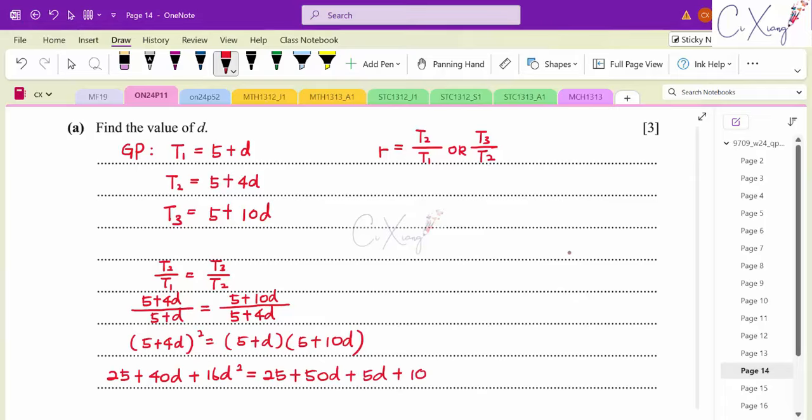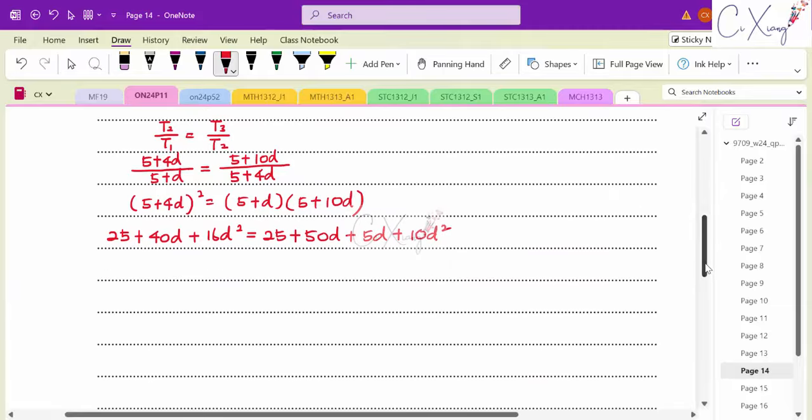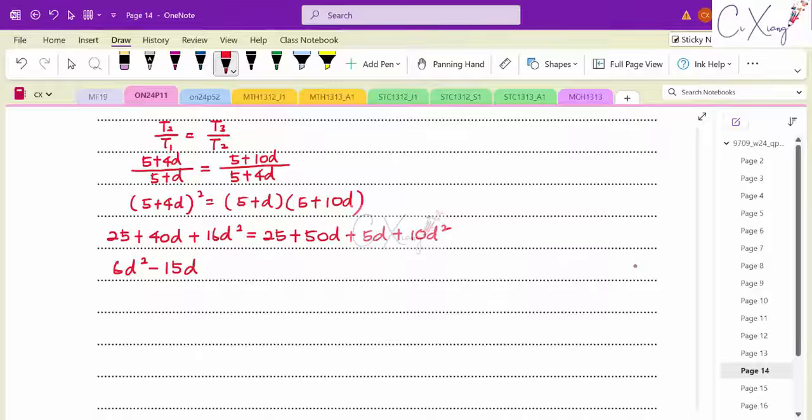Then I'm having 10b squared. Okay, so I'm having the quadratic equation in terms of d. Try to simplify them. By right, I'll be having 6d squared. So 40 minus 55, I'll have negative 15. Okay, 25 minus 25, I'll get a 0. So this is what I get after I simplify the whole equation.